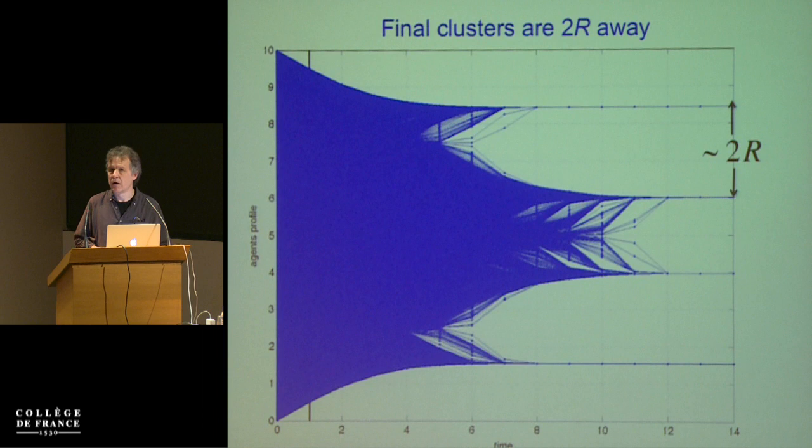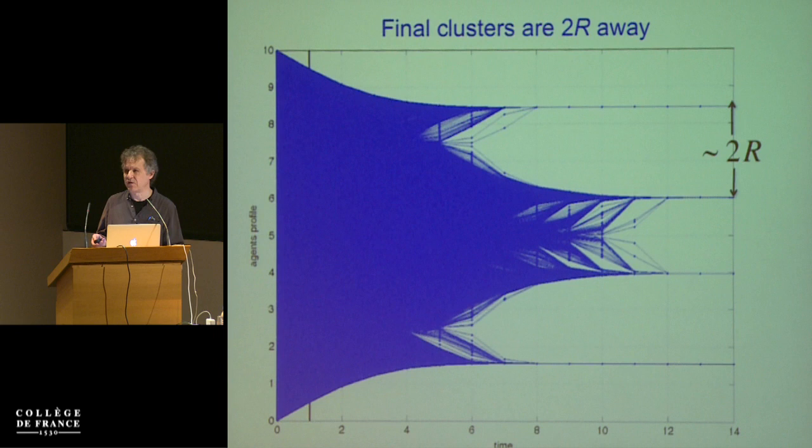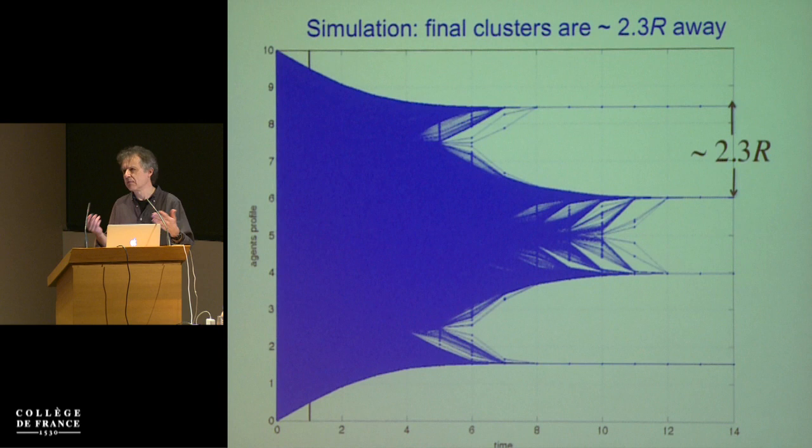And there were lots of simulations. It's a very strange conjecture because, first of all, it's obviously false. Because when you actually run the simulation, you find it's 2.3R. But on the other hand, of course they knew that, but they figured that 2.3 is very close to 2, and 2 is a nicer number than 2.3. So maybe it's okay to call your conjecture 2R, when in fact it's 2.3R.